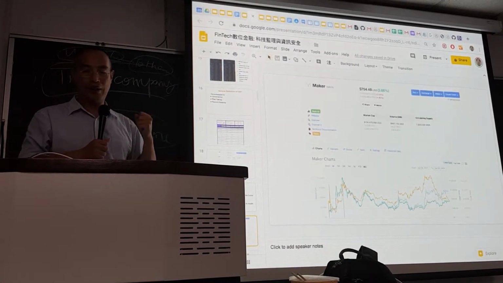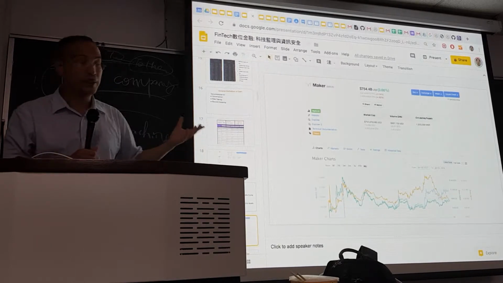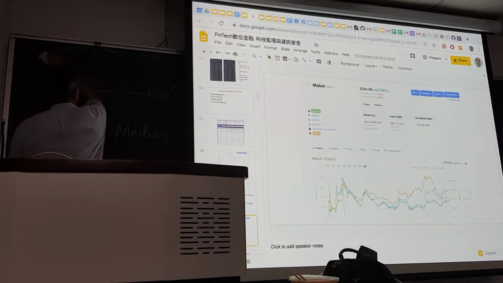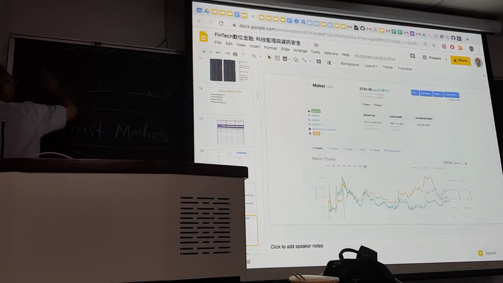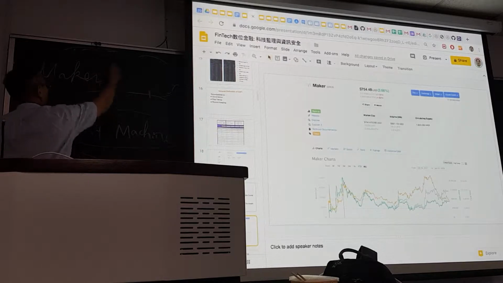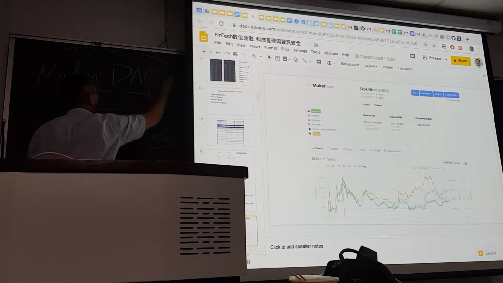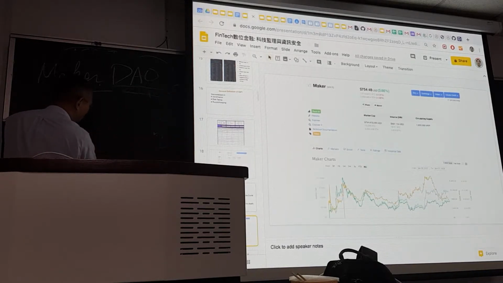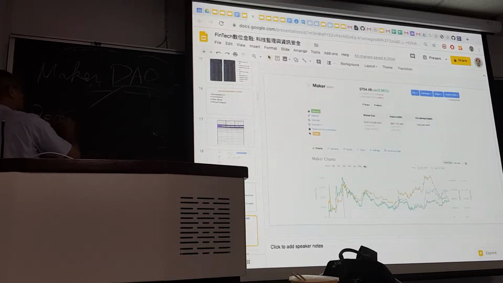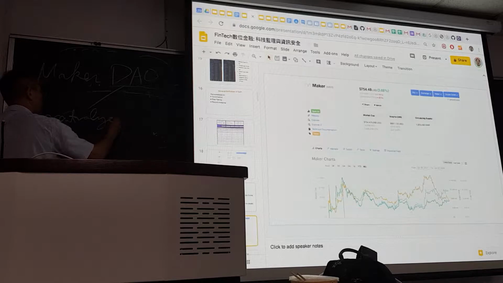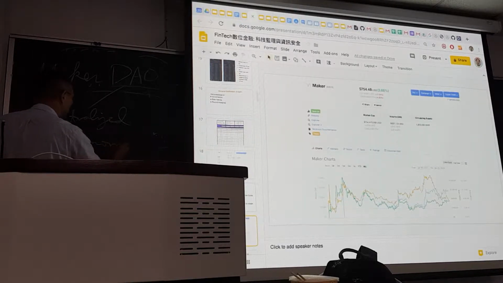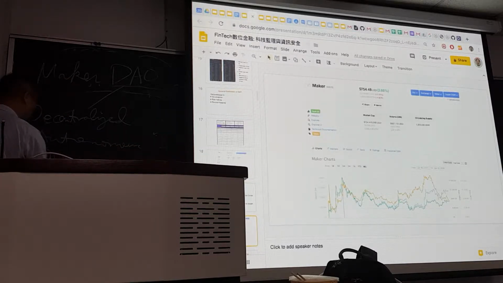This is what Maker is. This Maker, actually they call themselves Maker DAO. What's the meaning of Maker DAO? DAO stands for decentralized autonomous organization. So this DAO is a decentralized autonomous organization.